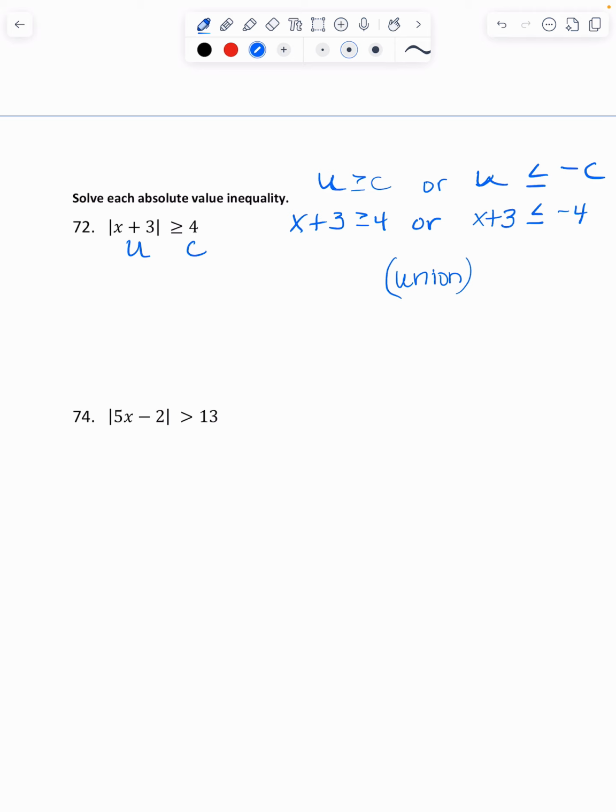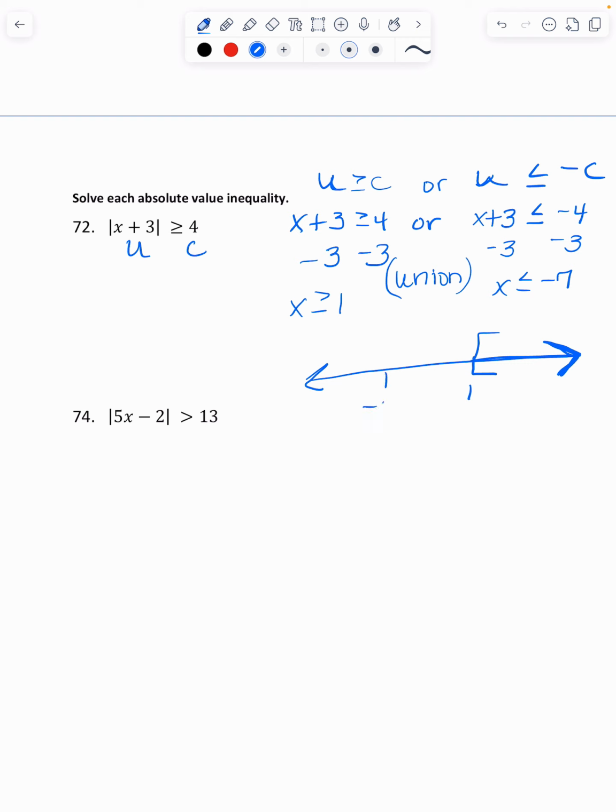So let's solve each one. Here I would subtract 3. So x is greater than or equal to 1. Over here, I'm going to subtract 3. So x is less than or equal to negative 7. So let's draw this answer on a graph. X greater than or equal to 1 would start at 1, and all the numbers greater than or equal to 1.